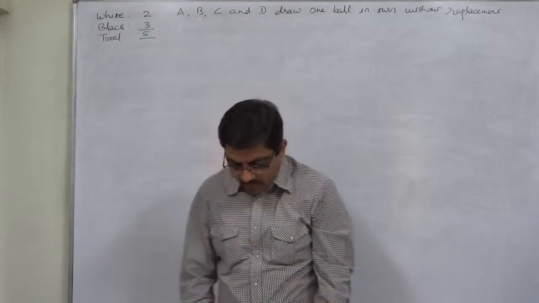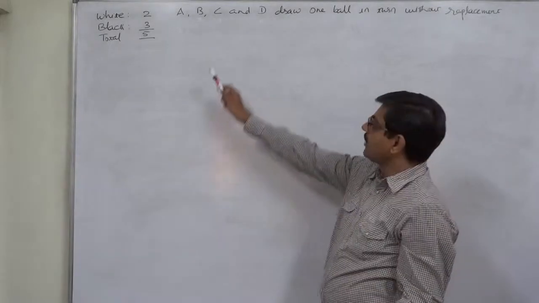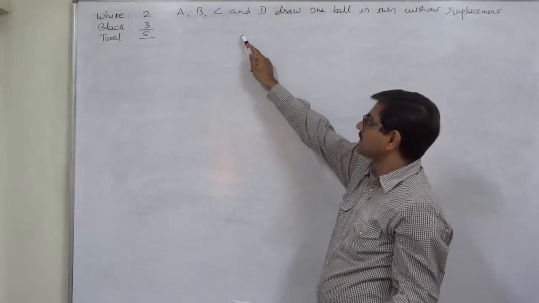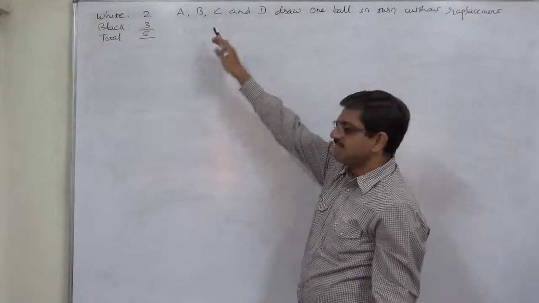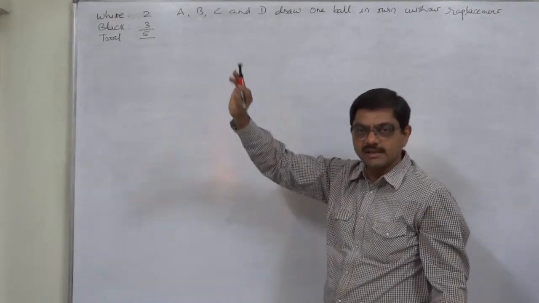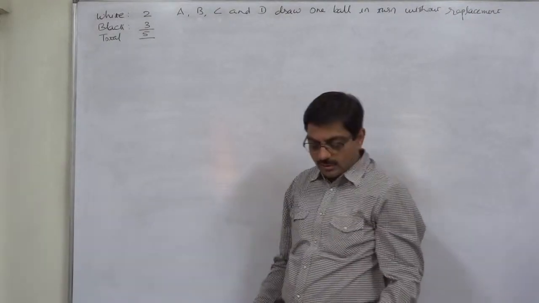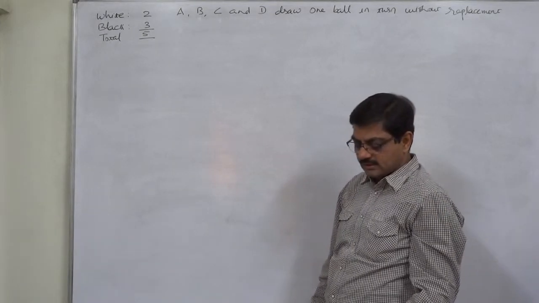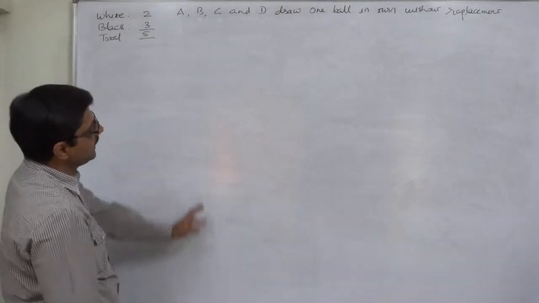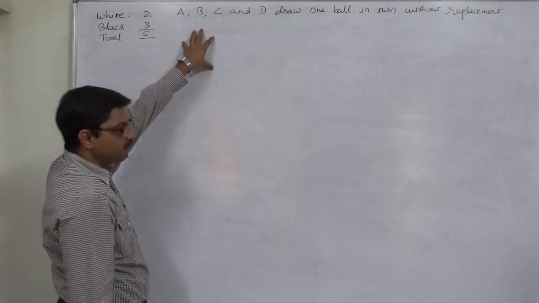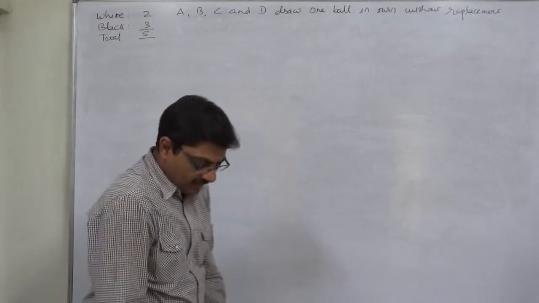A, B, C and D draw one ball each in turn without replacing them. One who gets a white ball first wins. The person who first draws a white ball wins the game. If it is B, then there will be no turn of C and D. But until one person draws a white ball, the game should be continued. Find their respective probabilities of winning. That means we require to find the probability of A winning the game, the probability of B winning, the probability of C winning, and the probability of D winning the game.